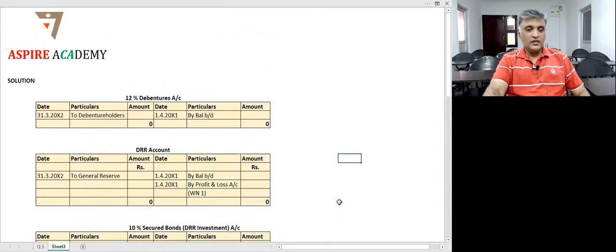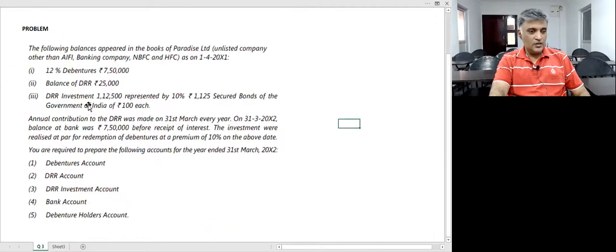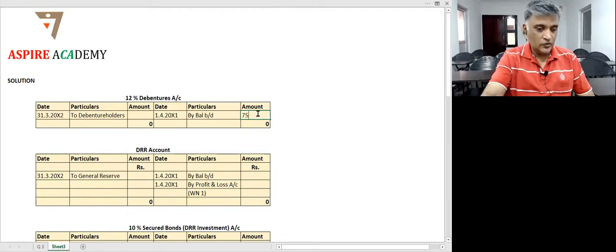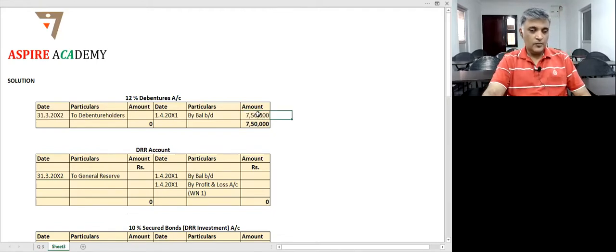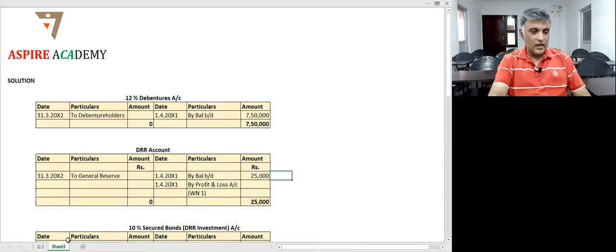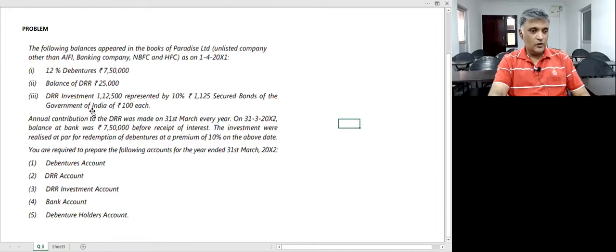Let's fill up the opening balances first. What is the debentures account? Opening balance of debentures, it is 12% debentures, 7,50,000. So I will say 14x1, it is 7,50,000. That is point number 1. What is the DRR account? It is 25,000. The opening balance of DRR, it is 25,000 given to us in the problem.